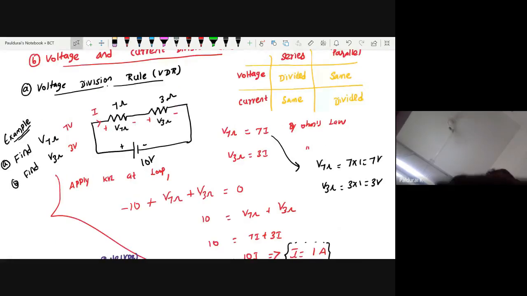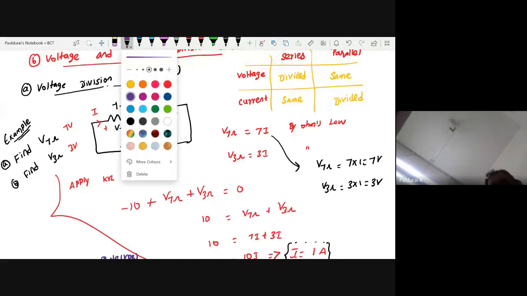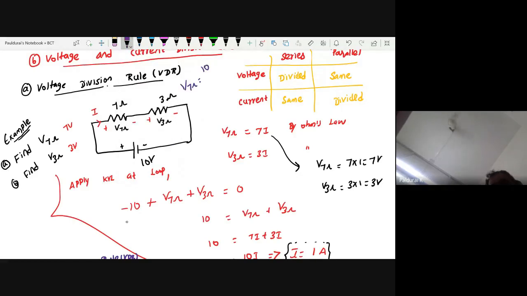What is V sub 7 ohm? I will choose some other color. Okay, what is V sub 7 ohm? Applied voltage into same resistance divided by total resistance will give you 7 volt. What is V sub 3 ohm? Applied voltage into same resistance divided by total resistance will give you 3 volt. Okay, so are you with me? In the formula that we will discuss by tomorrow.